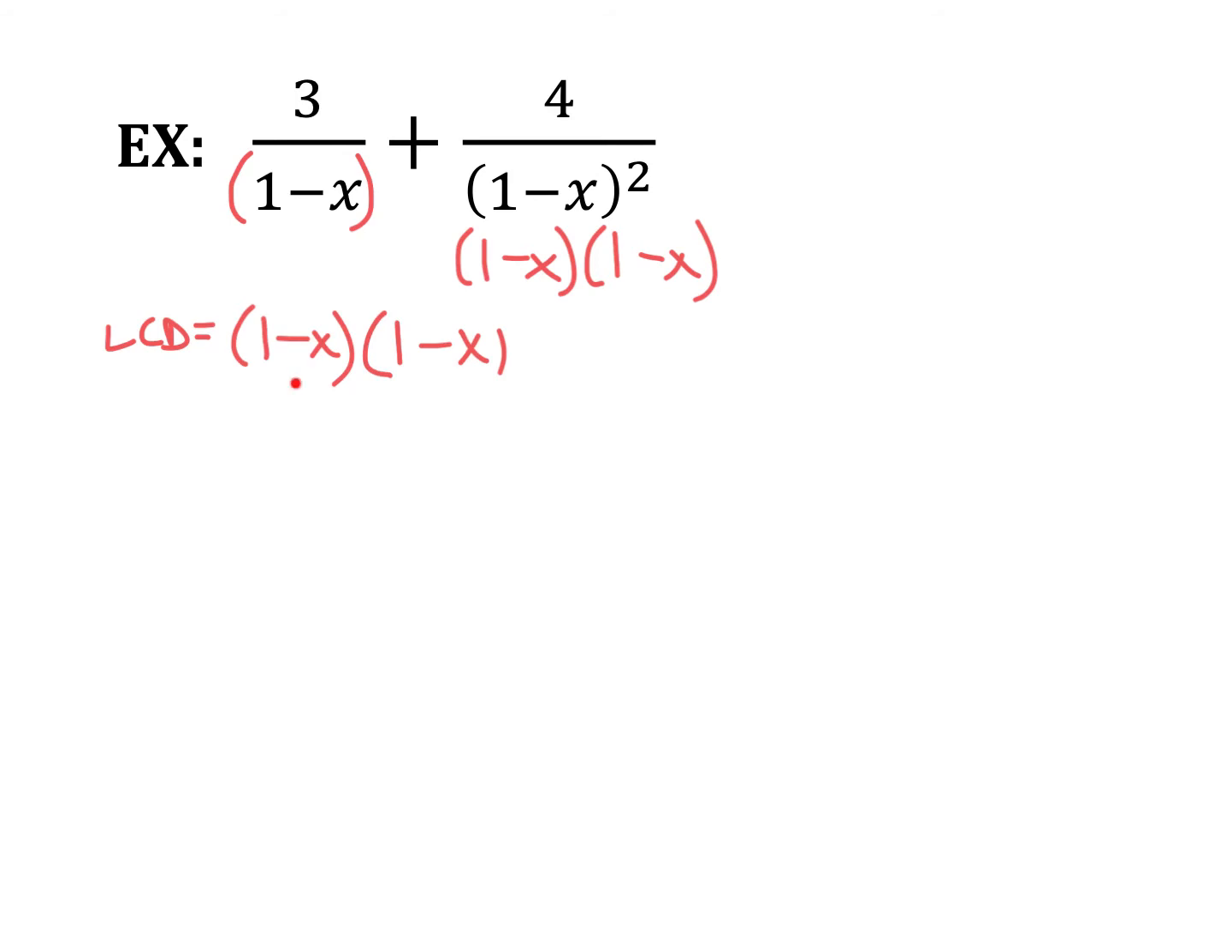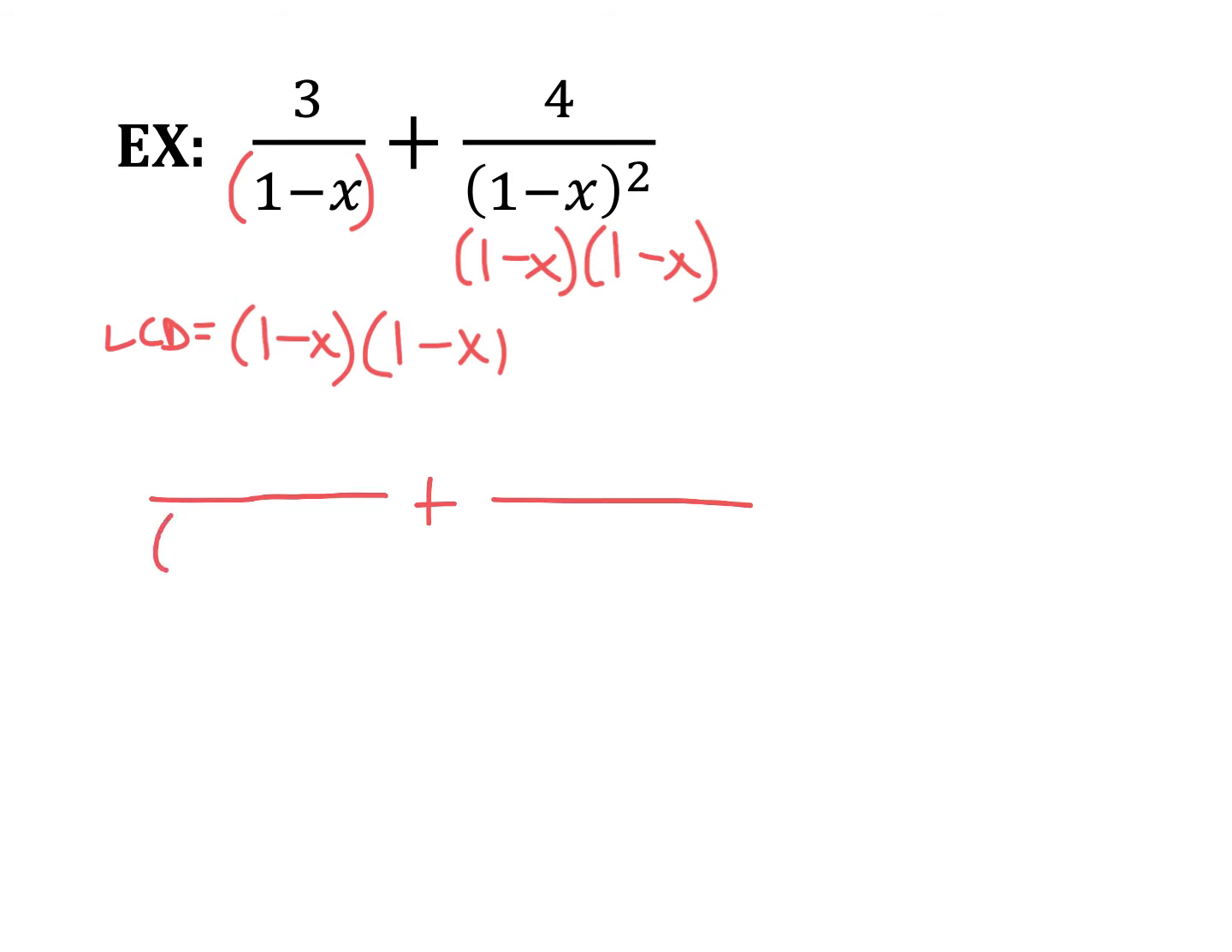So in other words, when we build our least common denominator, we need to take a look at the denominators in each of the rational expressions and the factors associated with each of those. So in our first rational expression, its denominator had one factor of 1 minus x. In our second rational expression, its denominator had two occurrences of the factor 1 minus x. So that's why our least common denominator in this particular example needed to include two occurrences of the factor 1 minus x.